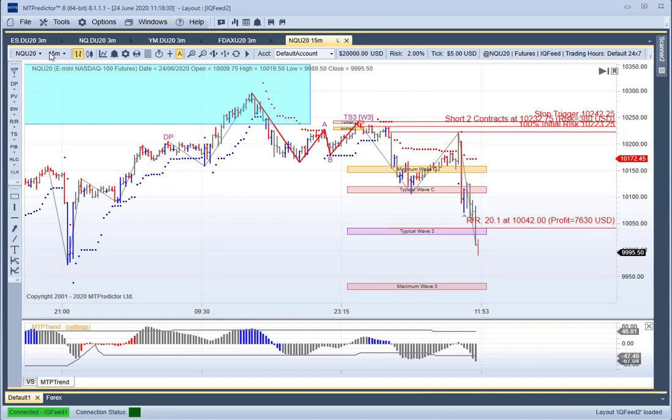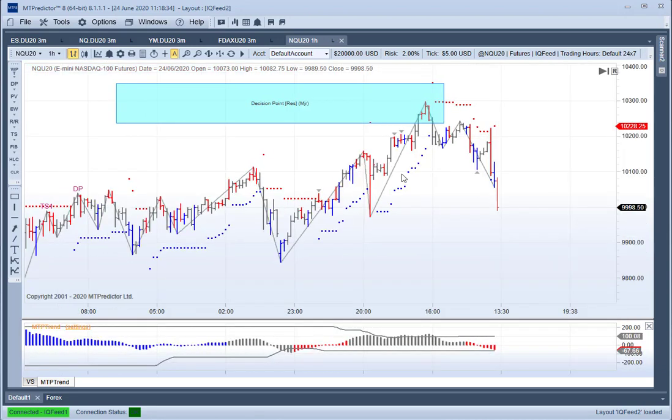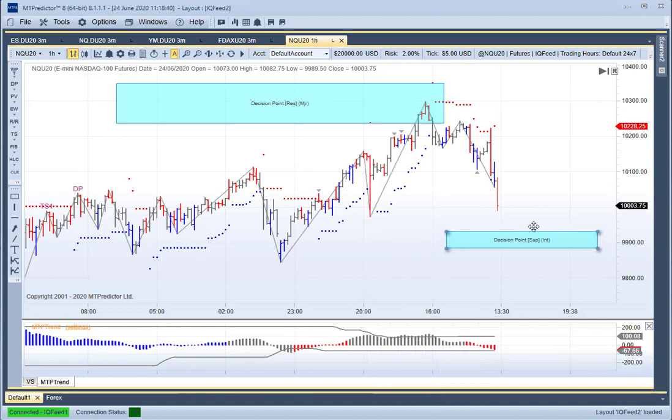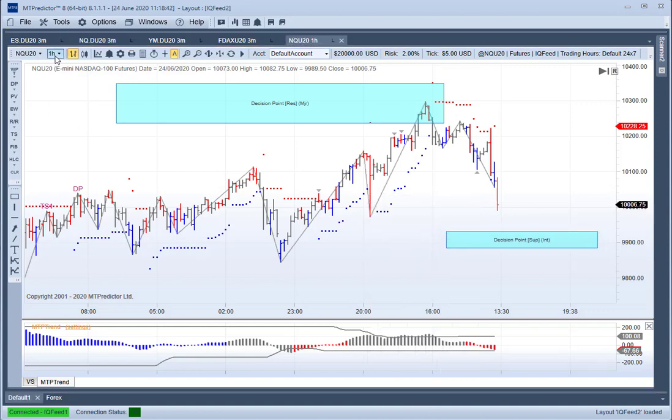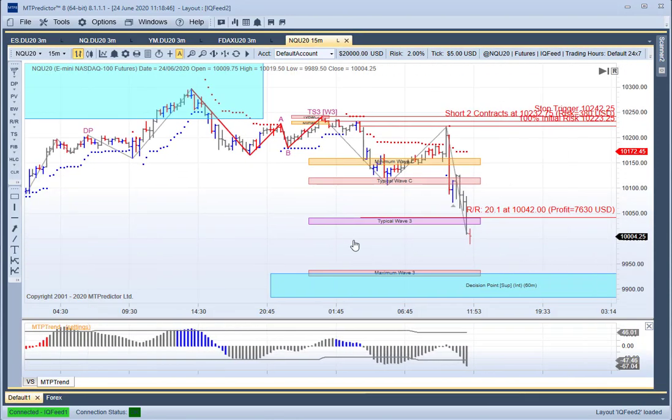If you're more aggressive, you might want to go out to the higher time frame chart again and place the DP off this low, because this is the last swing into the high. So we right mouse click, we do decision point, this will be the next area of our support. If I go back to the 15-minute chart, you can see it hasn't quite reached that yet.